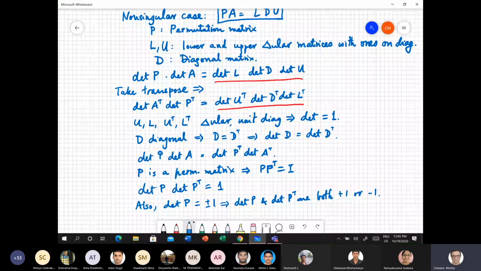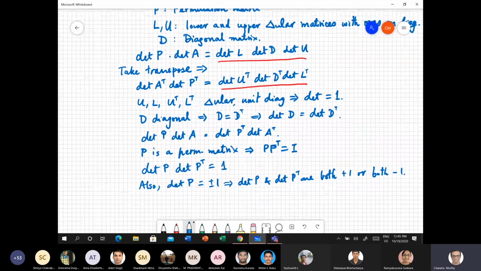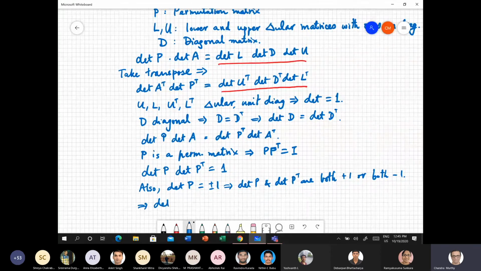Let me write it a little more clearly. Because of that, if this is +1, this is also +1. If this is -1, then this is also -1, which implies that the determinant of A equals the determinant of A transpose.